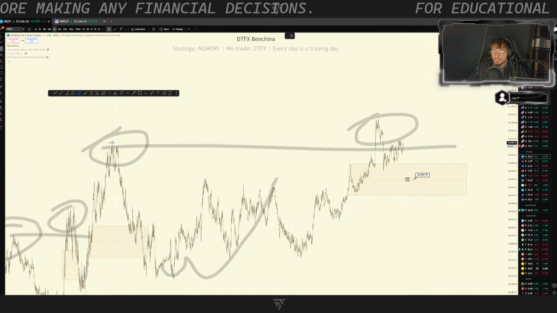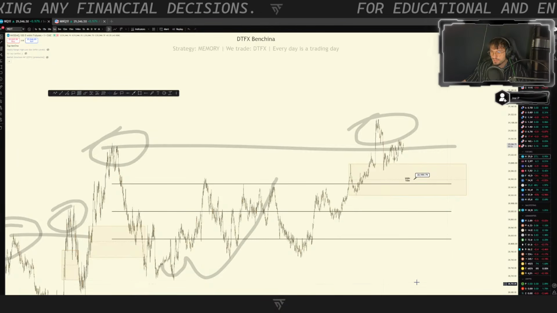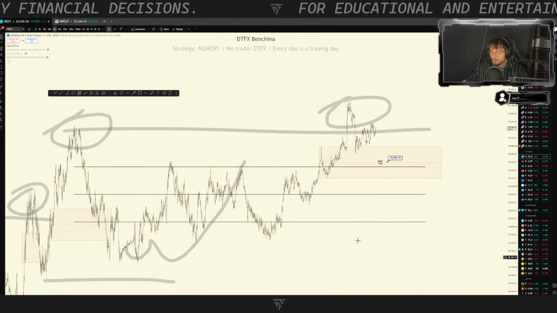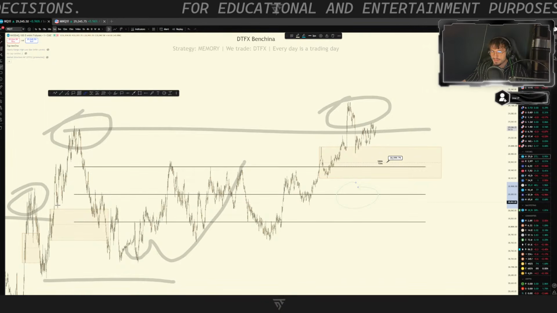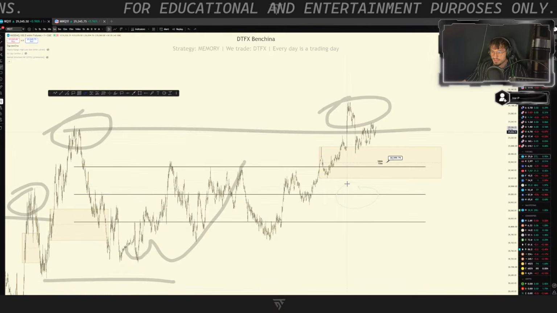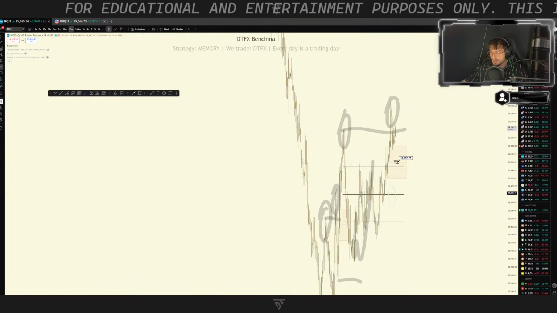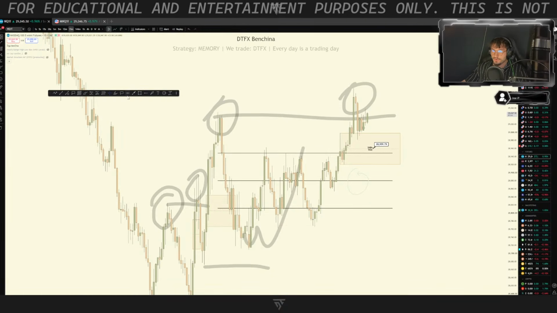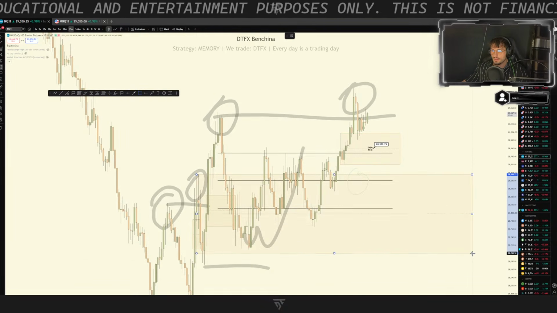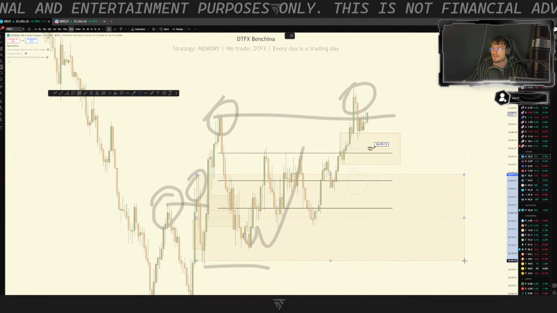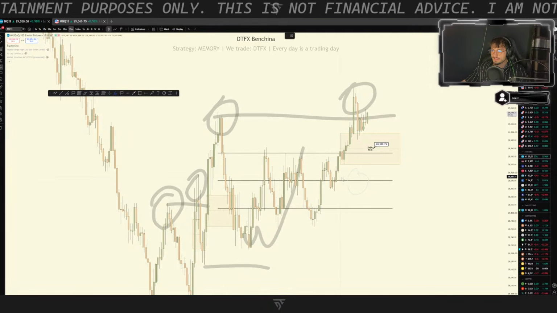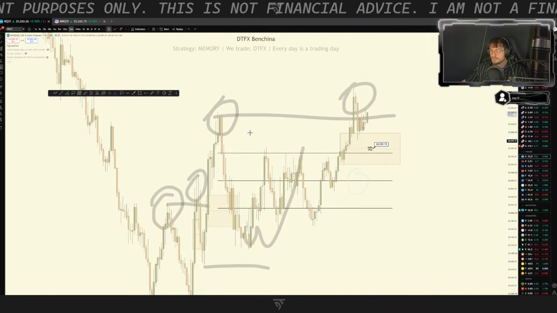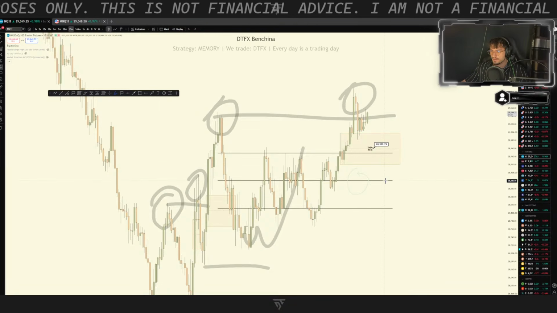I'ma just mark the third swing. This is now the third swing. The 50 does really nicely correlate with that second swing. On the second swing, it does look like a possible setup is forming here, so I will be looking for that. And yeah, that 50 level does really nicely correlate with that.